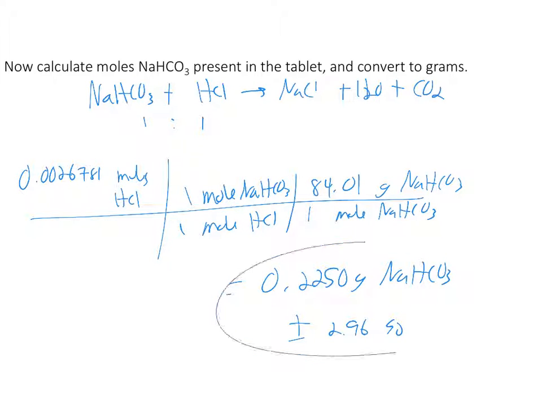I don't have anything new here in terms of uncertainties. This mole ratio comes from the balanced equation. There are no uncertainties there. This molar mass, we're not given any uncertainties for our periodic table, and so our percent uncertainty remains the same.